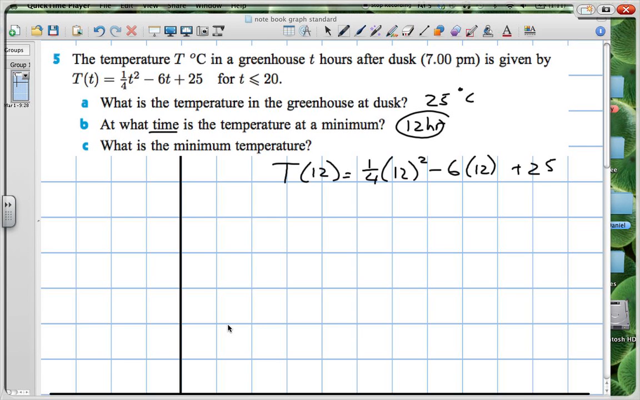And we do that on our calculators, or you can just work it out. So you're going to get 0.25, that's a quarter, times 12 squared minus 6 times 12 plus 25. And you get your temperature is equal to minus 11 degrees. Minus 11 degrees Celsius. So that would be your minimum temperature.